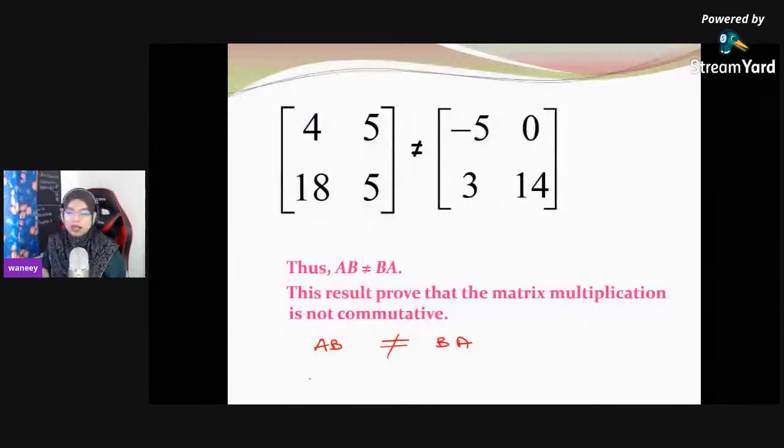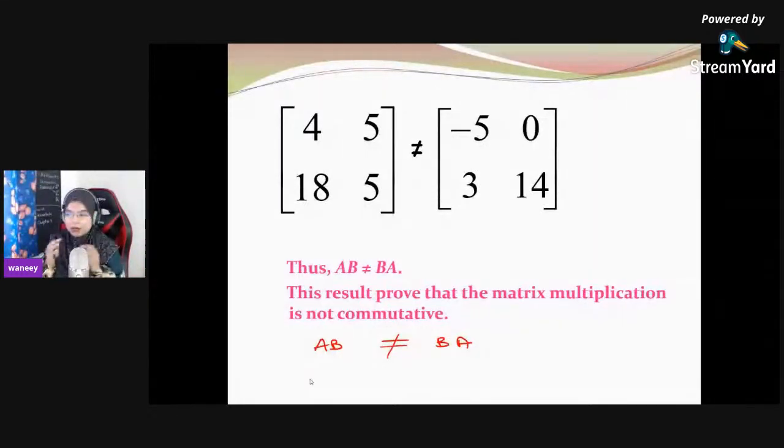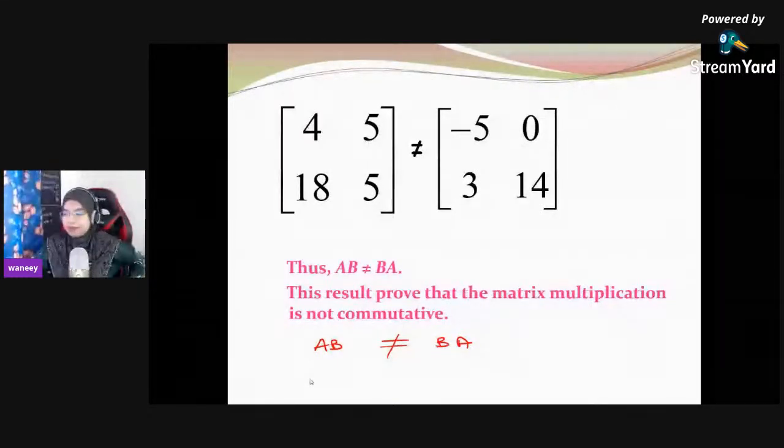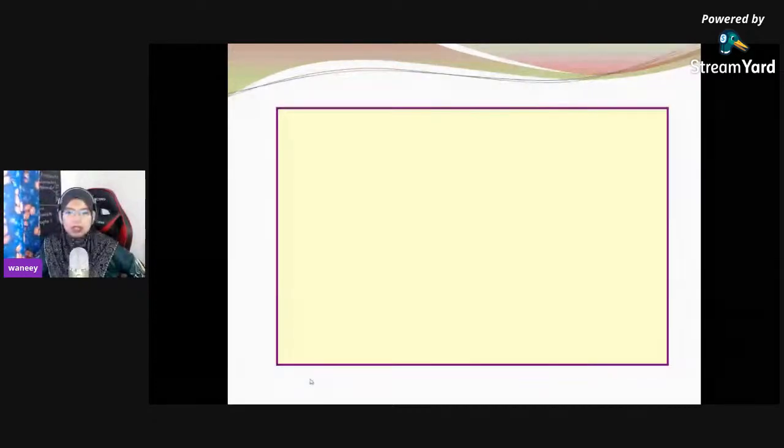So be extra careful with matrix multiplication because you have to check very carefully. Is it A times B or B times A? So kena hati-hati extra sikit lah. Okay, so done with matrix multiplication, I think.